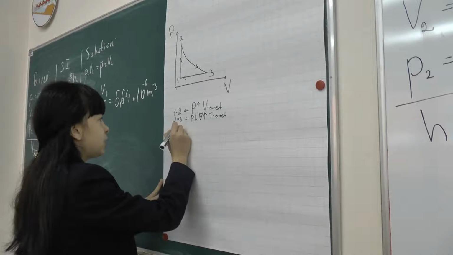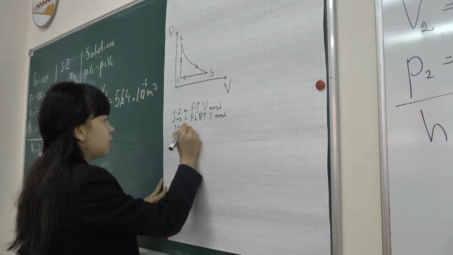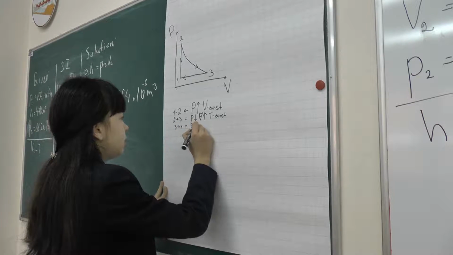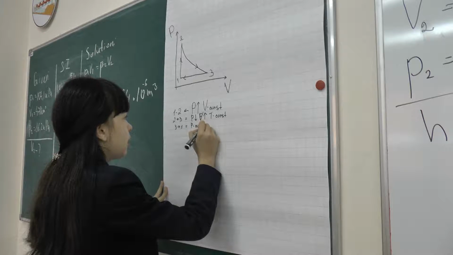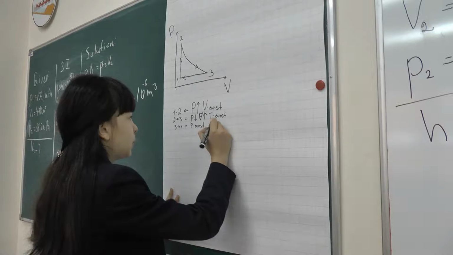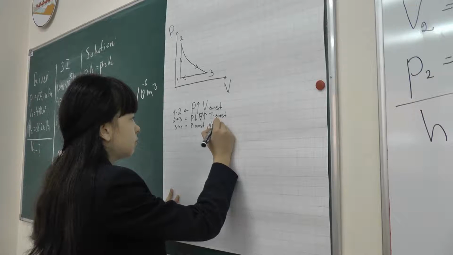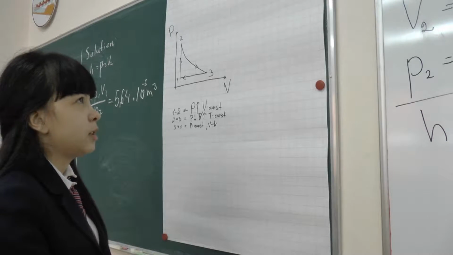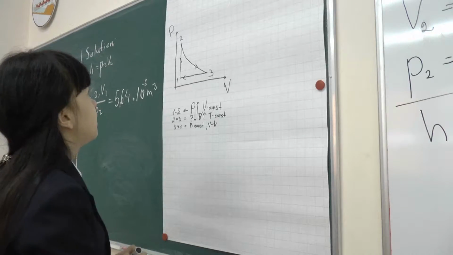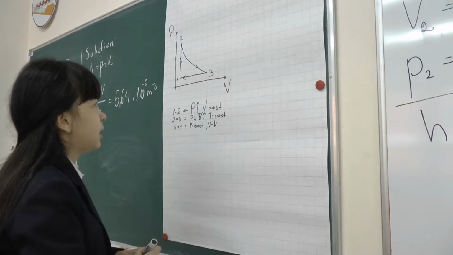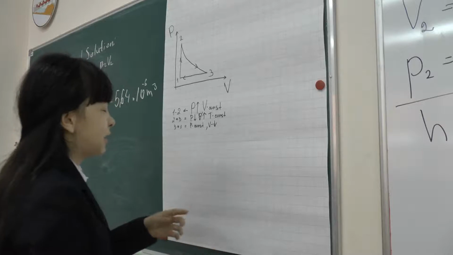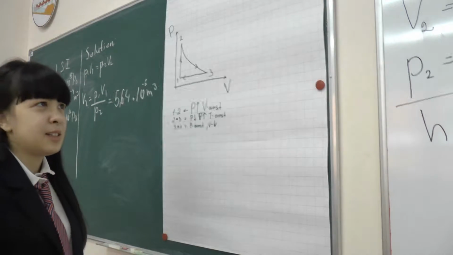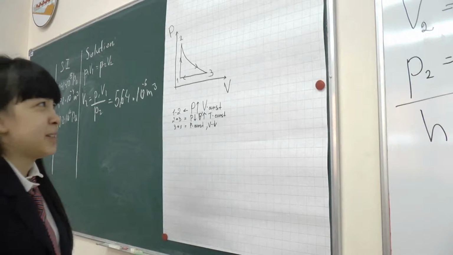Then from 3 to 1, it will be constant pressure and decreasing volume. And we are going to draw it in different ways in the graph that will show the whole process.